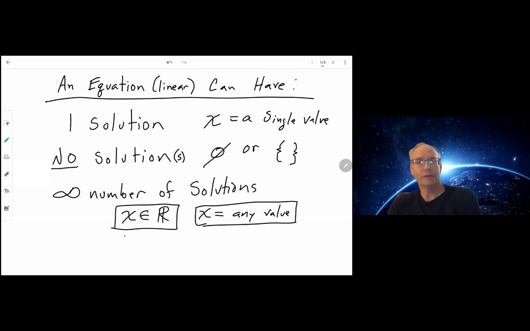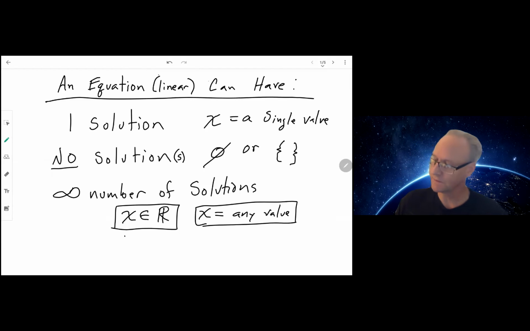There are three possibilities for linear equations. The one that you see over and over and over again are equations that have one solution. You go through a whole bunch of steps, and at the end you have x equals a number. And unfortunately, there are two other possibilities. There is the possibility that you could have no solution, and that you could have an infinite number of solutions.